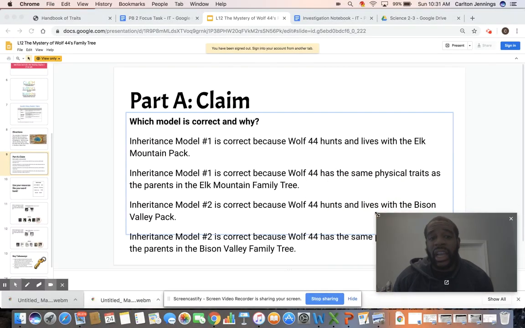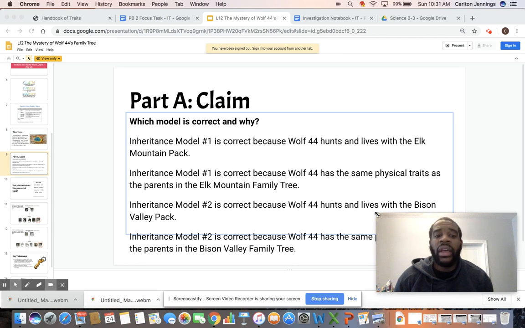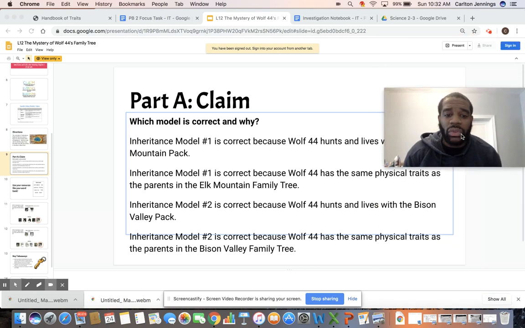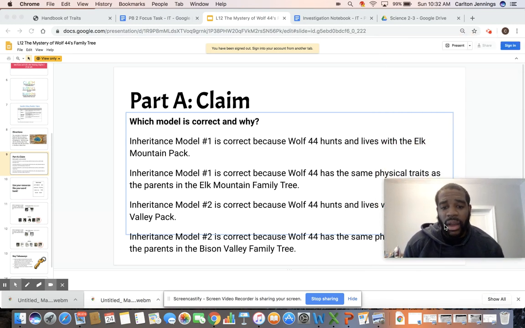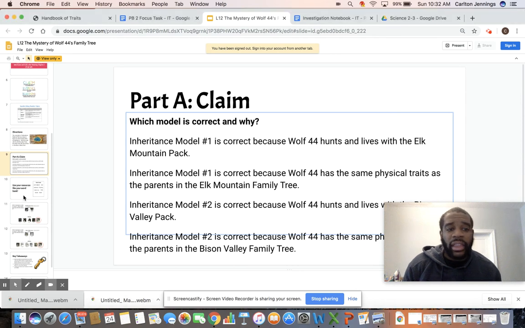A: Inheritance model number 1 is correct because Wolf 44 hunts and lives with the Elk Mountain pack. B: Inheritance model number 1 is correct because Wolf 44 has the same physical traits as the parents in the Elk Mountain family tree. C: Inheritance model 2 is correct because Wolf 44 hunts and lives with the Bison Valley pack. Or D: Inheritance model number 2 is correct because Wolf 44 has the same physical traits as the parents in the Bison family tree. And then, we moved on.